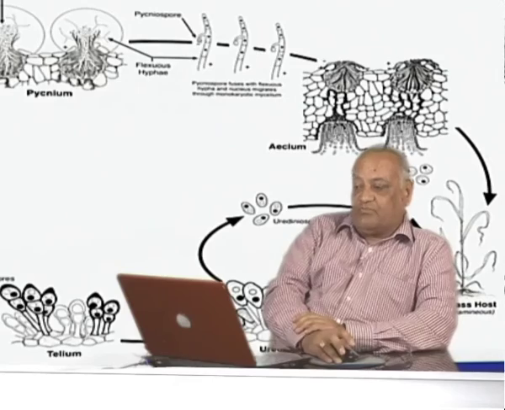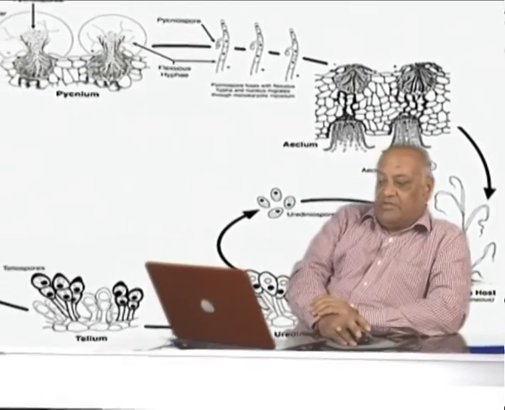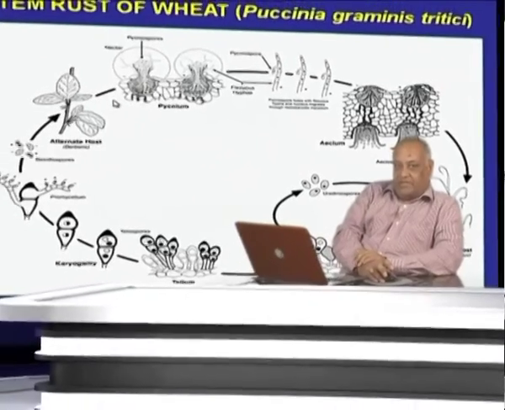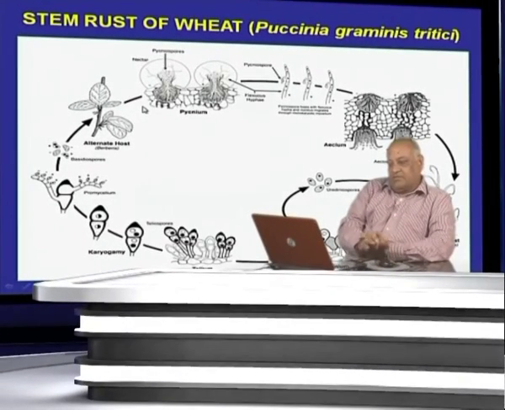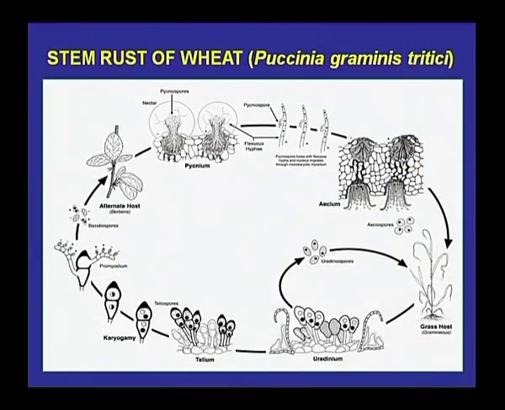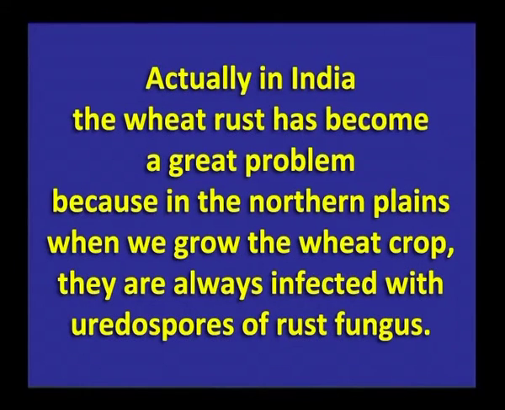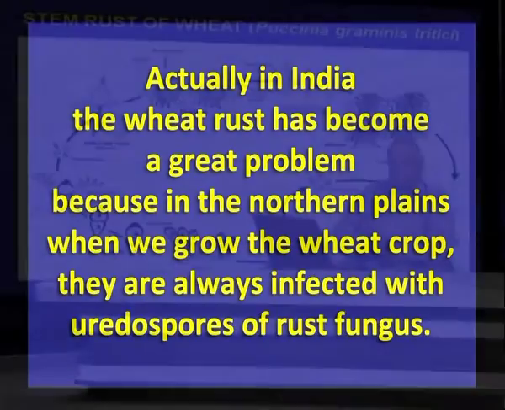Then stem rust of wheat is caused by Puccinia graminis tritici. It has a very complex life cycle, because it completes the life cycle in two stages on two different plants: one is wheat and the other is the berberis leaf. In India the wheat rust has become a great problem, because in the northern plains the wheat crop is always infected with the urediospores of the rust fungus.